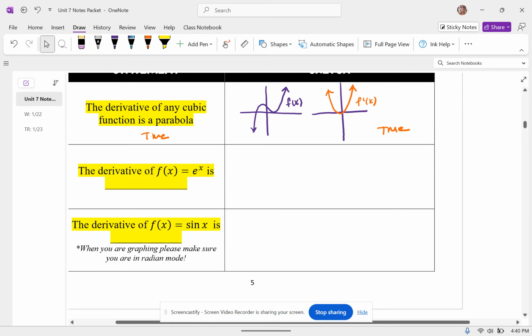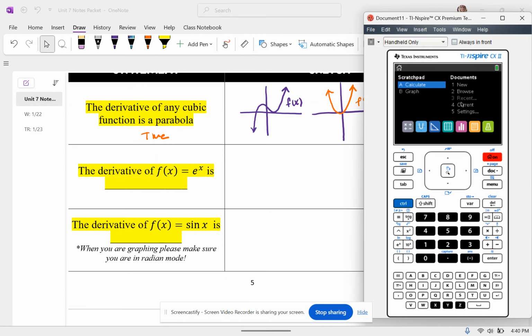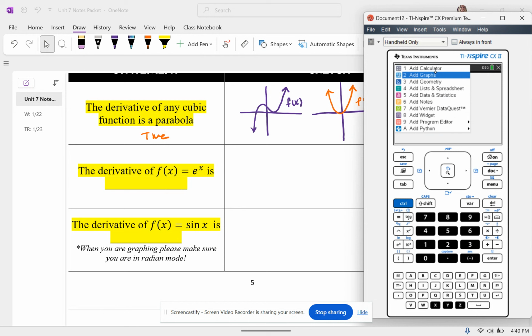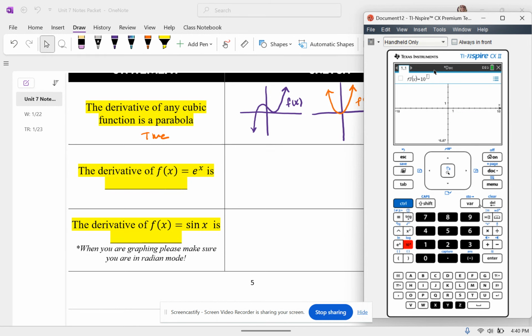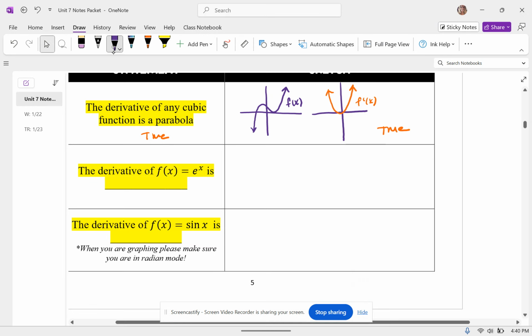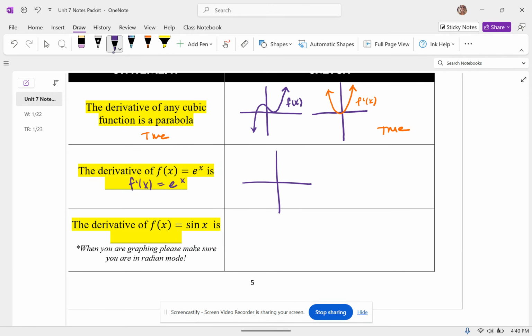Now let's try the rest. The derivative of f of x equals e to the x is, let's graph its derivative. Oh my gosh, it's the same. I guess its derivative would have to be e to the x as well.